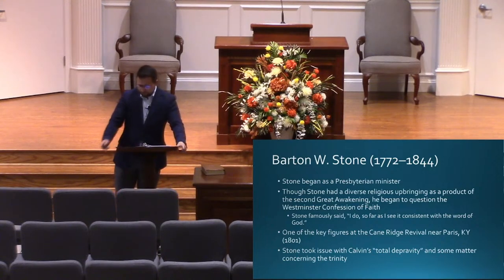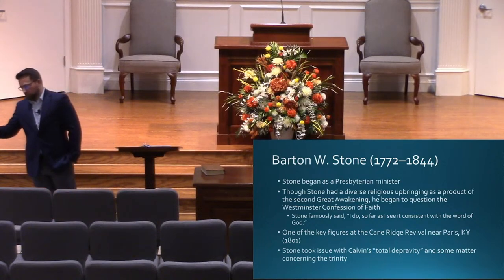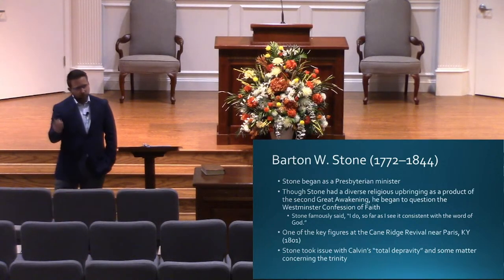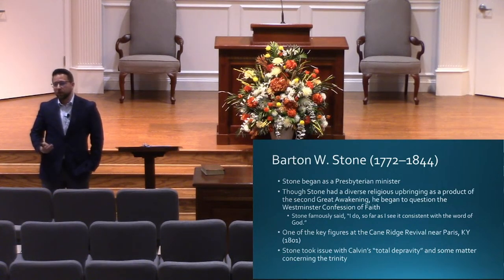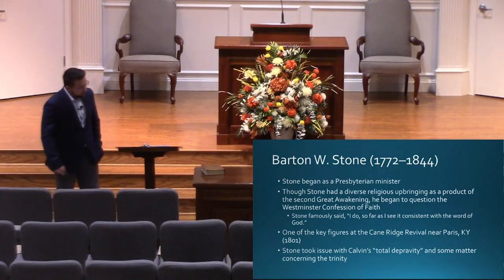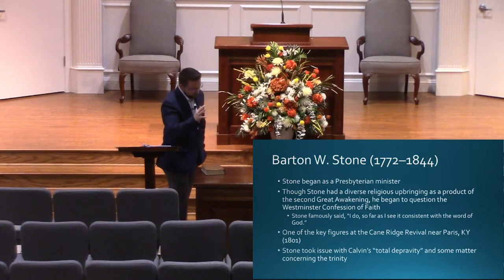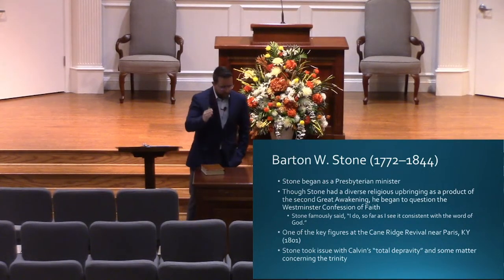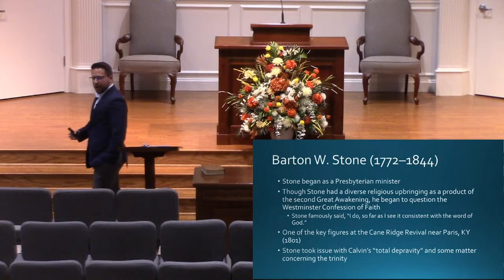So, as time goes on, in the year 1801, really at the time that this Second Great Awakening is ramping up and people are coming out in droves to hear preachers, Barton Stone looks at that and says, you know what? I can do that. And so at this time, he has moved to the Lexington area of Kentucky, Paris, Kentucky, and he's preaching at the Cane Ridge Church. And he opens the doors and begins this week-long revival meeting called the Cane Ridge Revival.